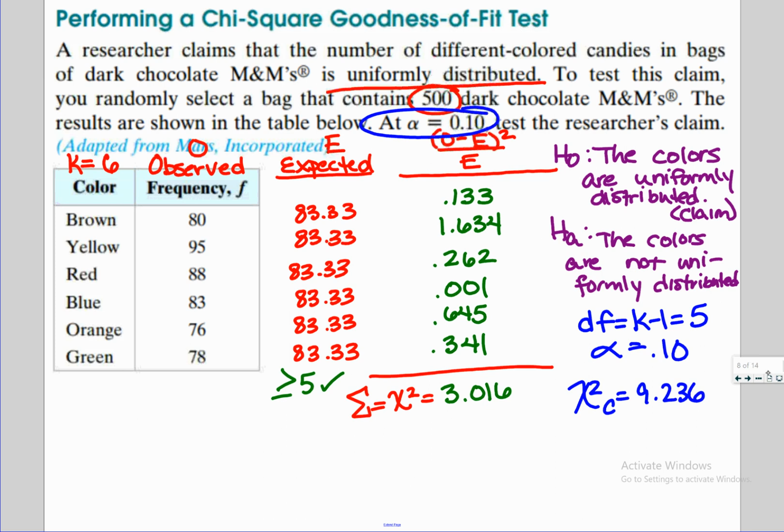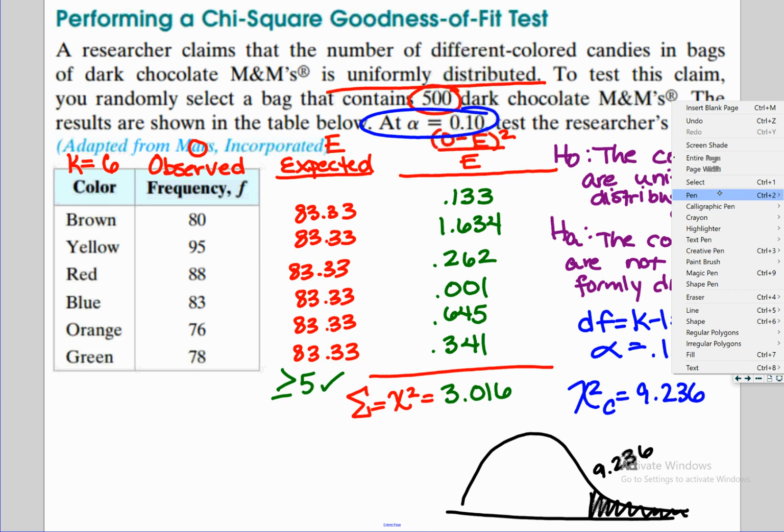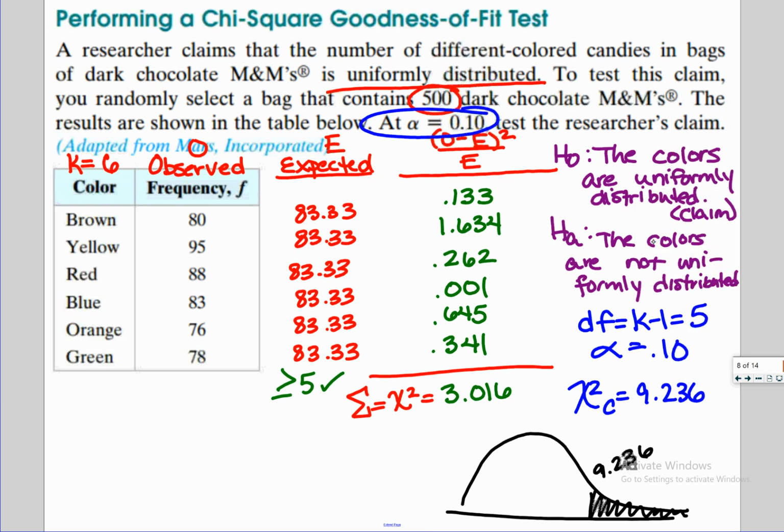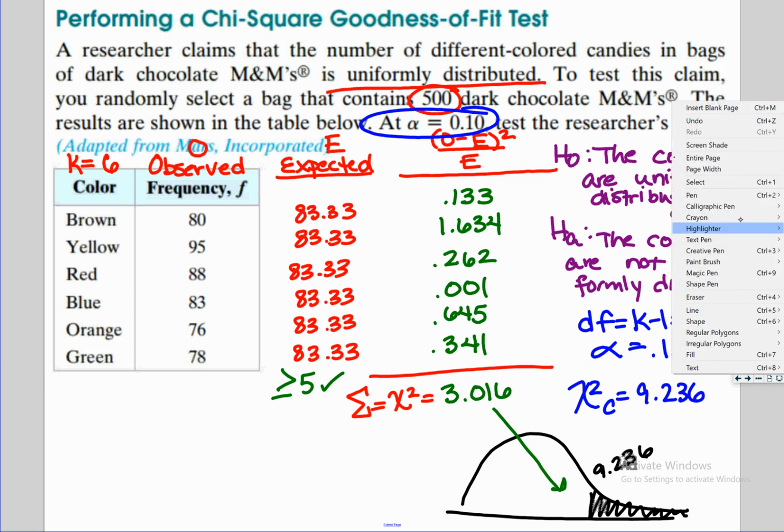Okay. All right. So make a little sketch. It's going to look like a right skewed curve. And 9.236 is going to be the beginnings of our rejection region. Always a right tail test. Is 3.016, the statistic we found, in the rejection region? It is not. So do we reject or not reject? Okay, so we do not reject, and then we summarize.